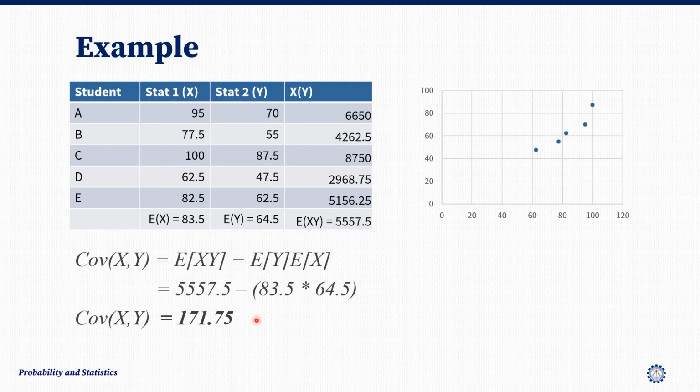Now, what does 171.75 mean? As you can see here, if we plot our data using X and Y coordinates, you can see that our data is going up. If we put a line on our graph, the direction is going up, or the value is going up. So what does that mean?